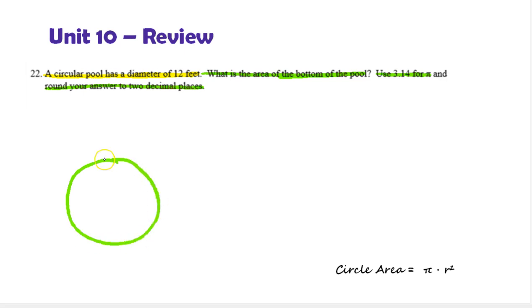Here's the pool. It's circular. It has a diameter of 12 feet. So that means the distance from one side to the other going through the center is 12 feet. Okay. Now here's our formula for the area of a circle. So we have area equals pi times r squared. We're told to use 3.14 for pi.